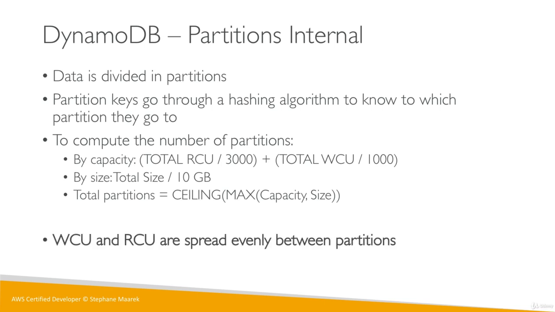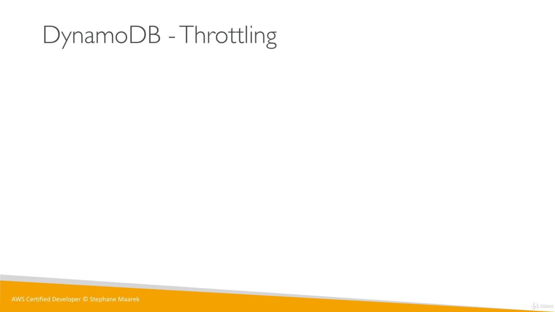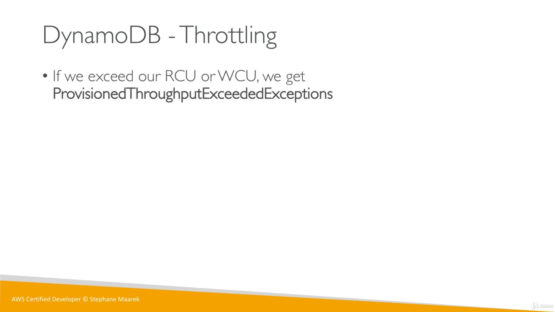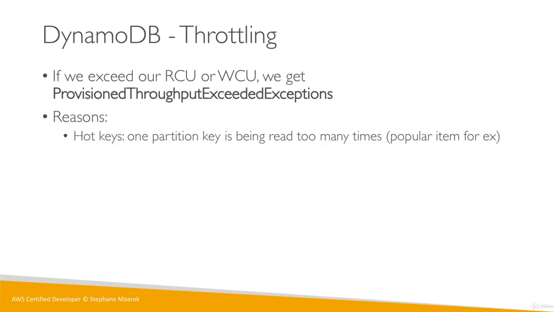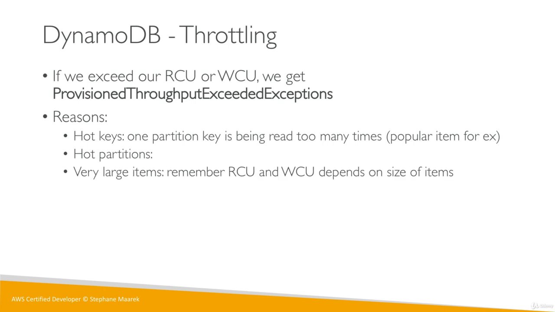But what you should know is that the WCU and RCU will be spread evenly between partitions. So if you have 10 partitions and you have 100 WCU and 100 RCU, then each partition gets 10. And that's a very common misconception. Now, finally, throttling. If you exceed your RCU or WCU per partition, then you get a provisioned throughput exceeded exception. And the reason may be that you have a hot key, so one partition key is being read too many times. For example, you're selling some stuff on a store and this is a very popular item, and you can get hot partitions and also very large items.